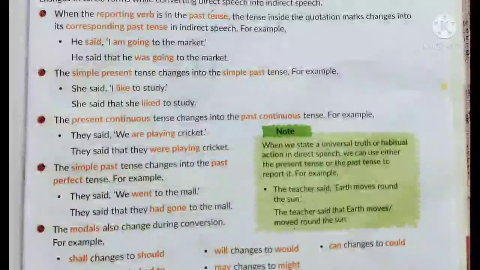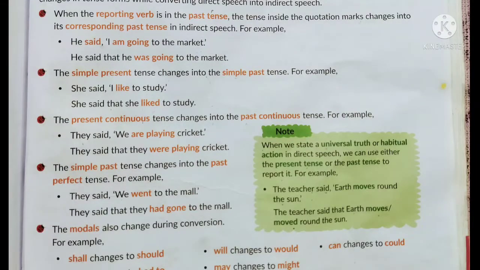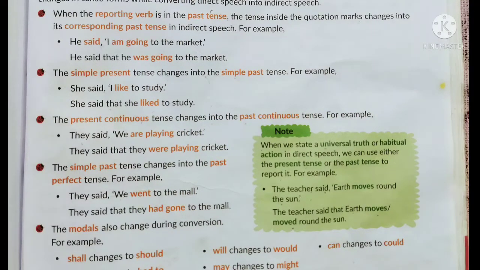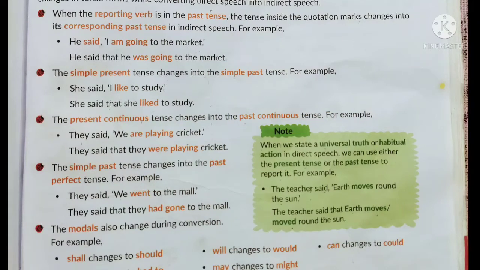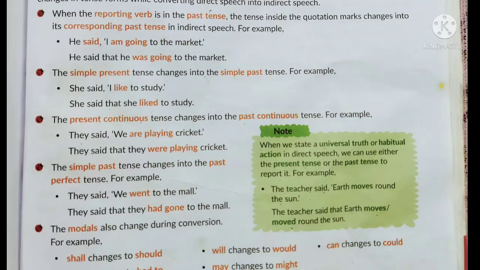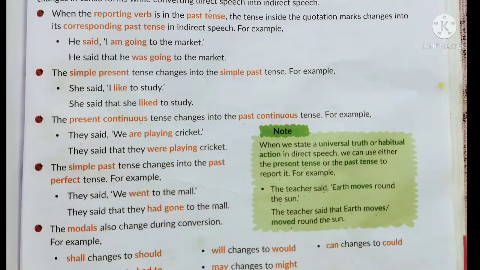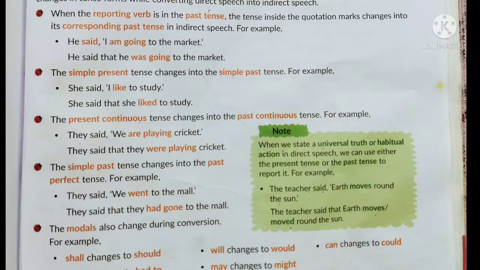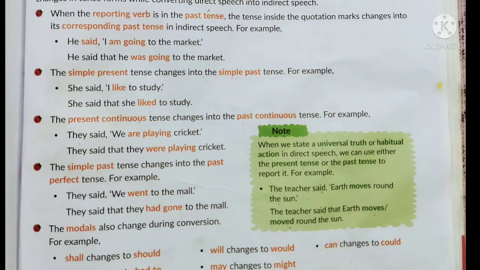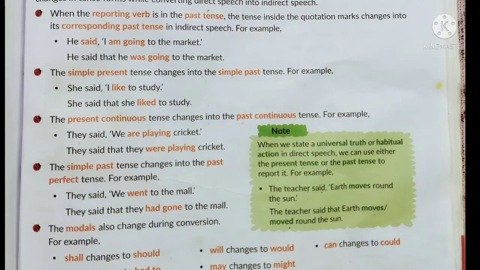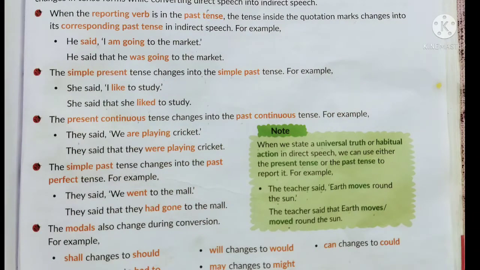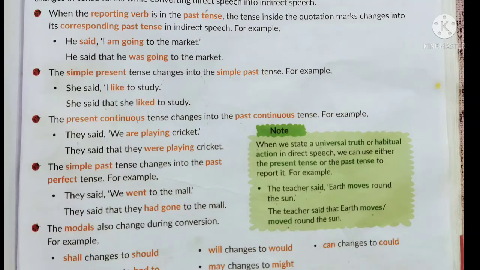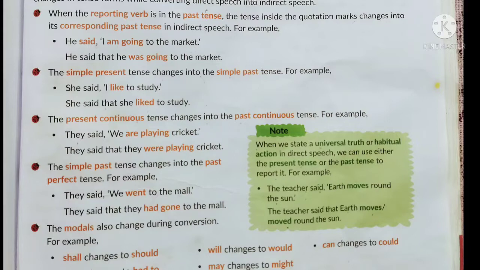Let us revise the points we have discussed till now. The first point you can notice: when the reporting verb is in the past tense, the tense inside the quotation marks changes into its corresponding past tense in indirect speech. Take an example: he said, I am going to the market. Remember, when the tense is in present continuous form, you have to change it to its corresponding past continuous form. So, it will become: he said that he was going to the market.